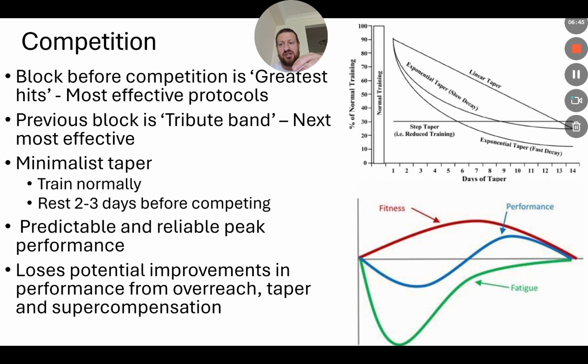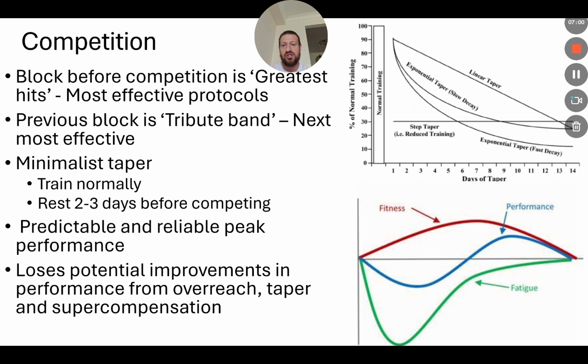So before competition, the block before is the training called the greatest hits. This is all the most effective protocols. And the block before that is the tribute band. This is the next most effective. And the taper before competition for emerging strategies is very minimal.